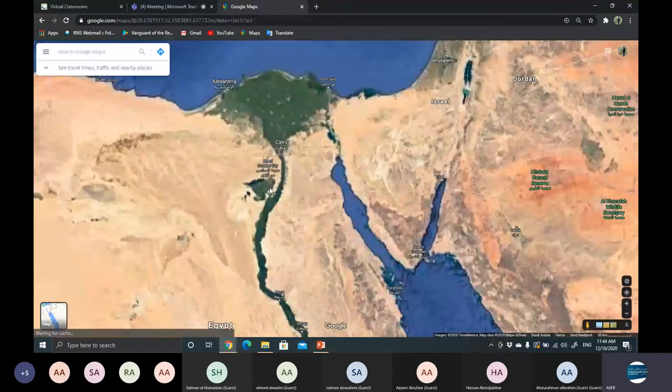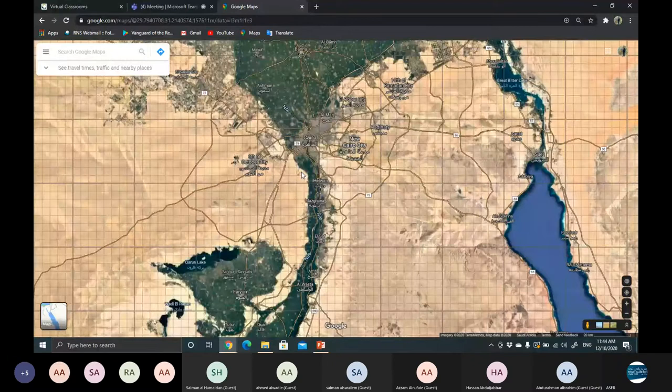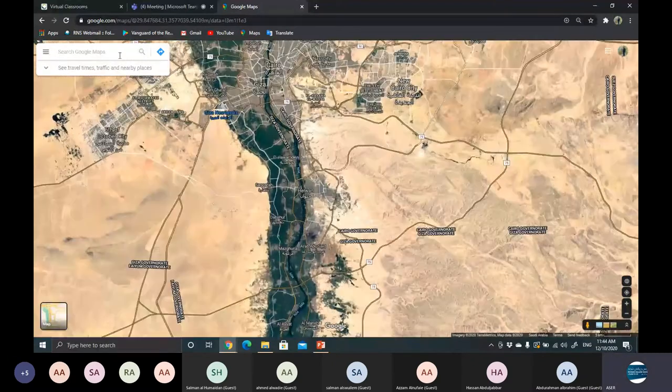The pyramid is in here, in Giza. Let's see.